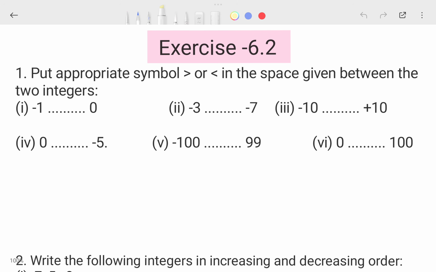The first question says to put the appropriate symbol. You know about these symbols, greater than and less than, etc. I hope you know about these symbols. We have to put them in the space given between the two integers. So how can we do this? Before I solve question number 1, I will teach something interesting here, then we will move to question number 1.